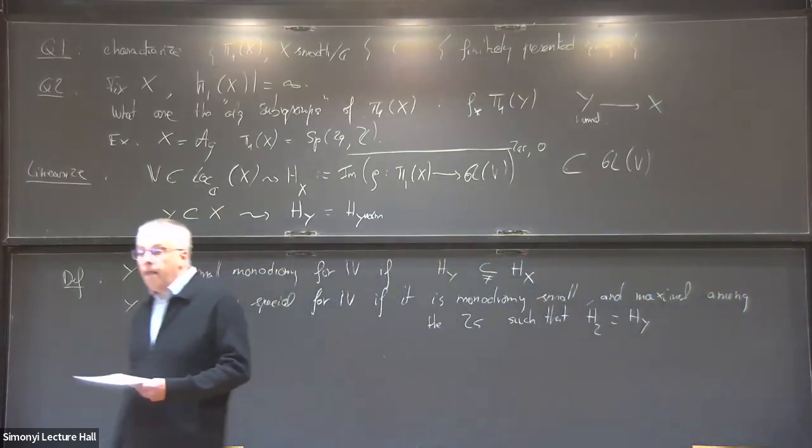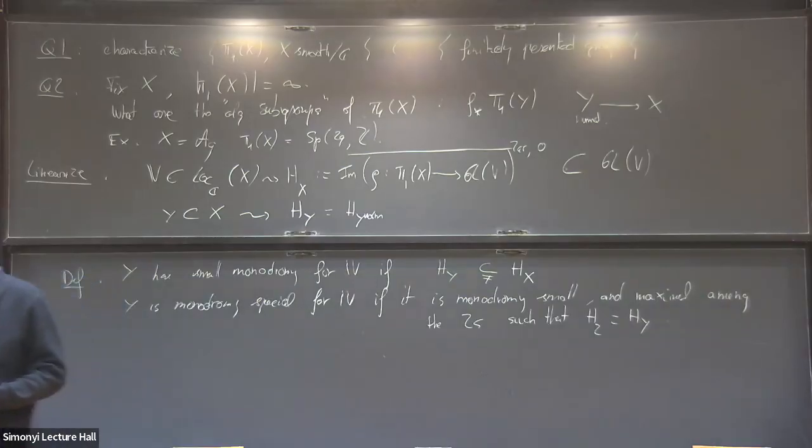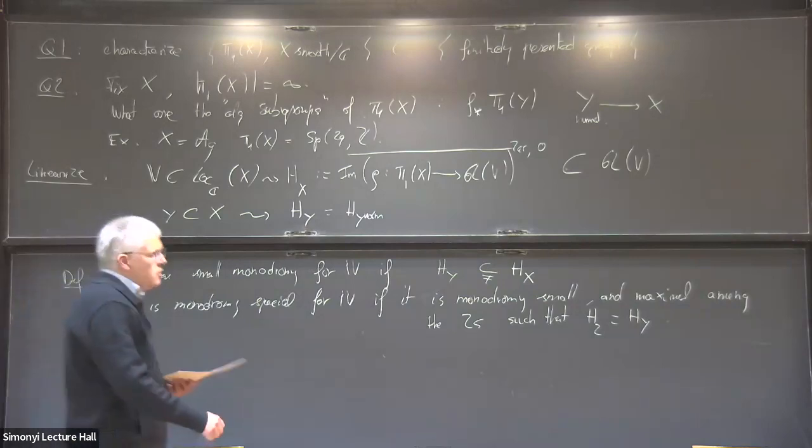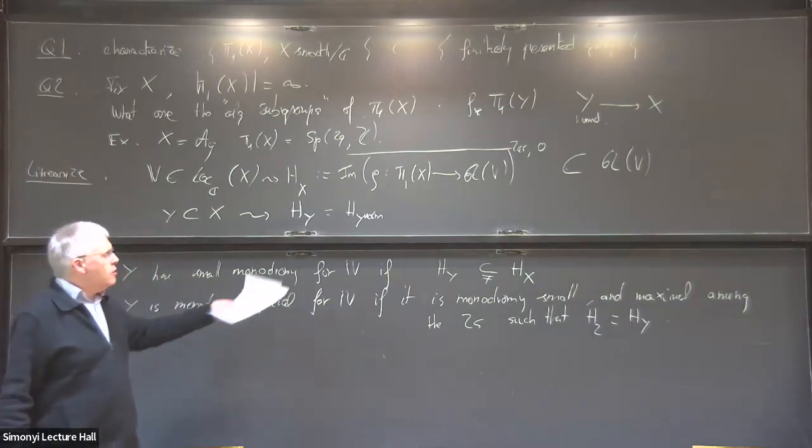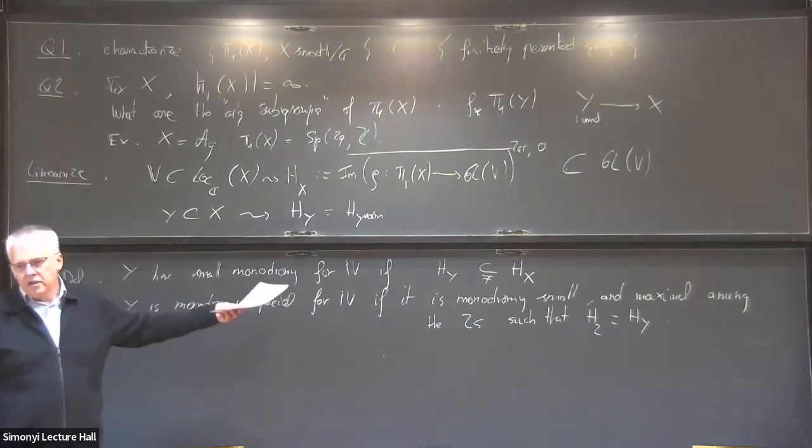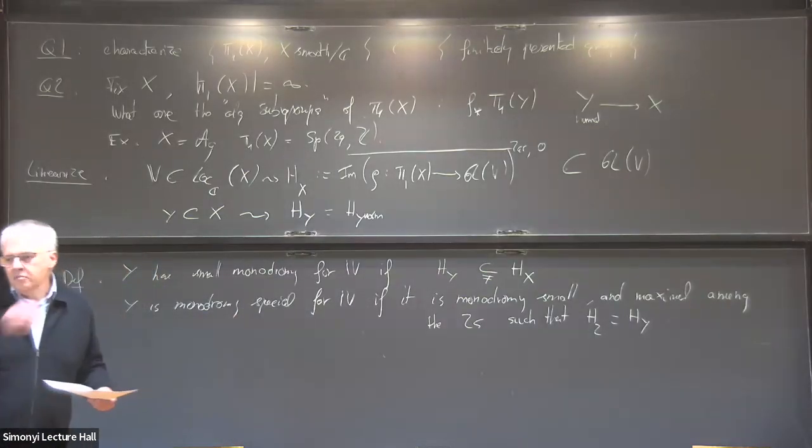Why do you have Y inside X? I mean, we could do all maps to X. Sorry? We could replace Y in X by Y to X. Yes, sure, I could do that, but in some sense it depends only on the image and the normalization.